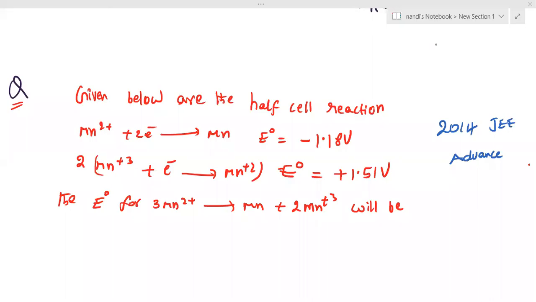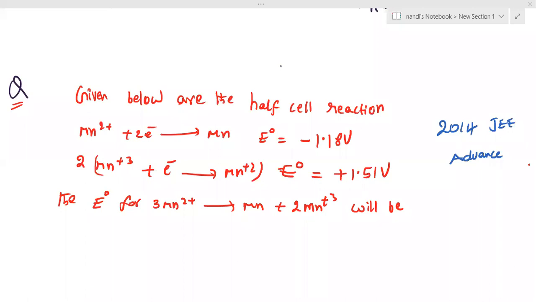See the question, you can read it. Given below are the half cell reactions: Mn2+ plus 2 electrons gives Mn, E naught value they provided, and this is another equation they provided here: 2 Mn3+ plus electron gives Mn2+, E naught value they provided. For the following reaction, the E naught cell value they are asking.